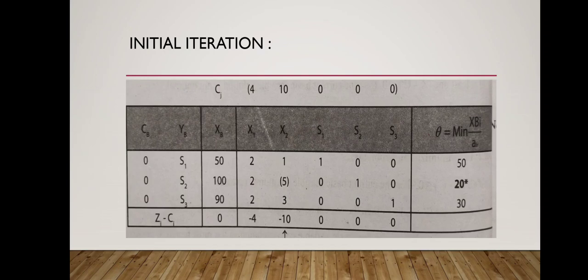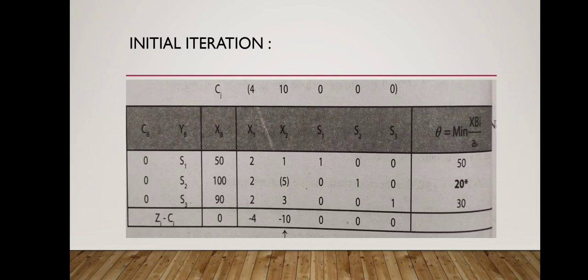So here the net evaluation is calculated, and since some zj minus cj are less than 0, the current basic feasible solution is not optimal for this maximization problem. Since it is minus 10, the most negative value, the corresponding non-basic variable x2 enters the basis, and the column corresponding to x2 is called the key column. The leaving variable is the basic variable s2, which corresponds to the minimum ratio, that is 20. The leaving variable row is called the key row, and the 5 is the key element.